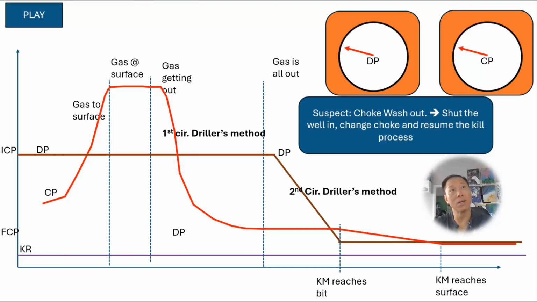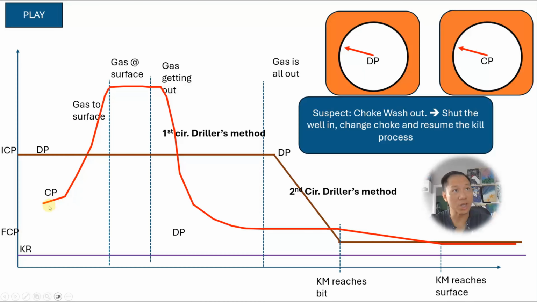But if a choke washout happens while gas is traveling up, I break the annulus pressure into four stages. First, gas travels up to surface. Second, gas at surface peaks out, and then the gas starts getting out of the annulus. Then gas is completely out of the annulus, and then you pump kill mud in the second circulation.